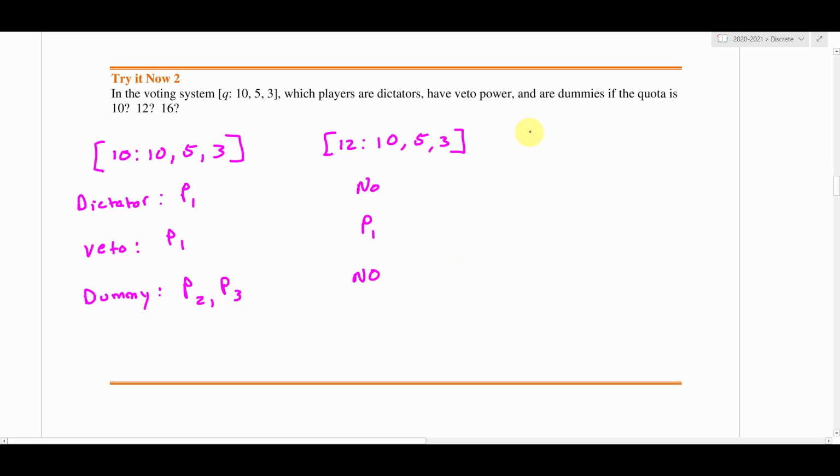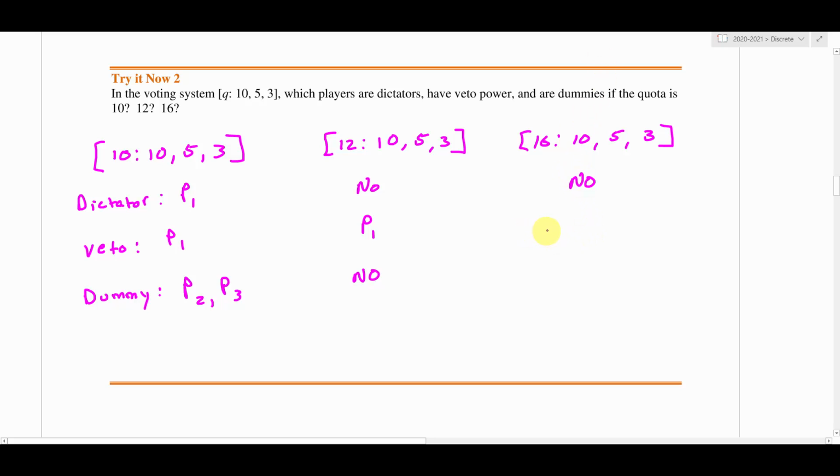All right? Last voting system here, we're going to up the quota to 16, and the weights remain the same. So we have no dictators. That's really easy to spot because the highest weight is 10, the quota is 16, so there's no one who can pass a measure by themselves.